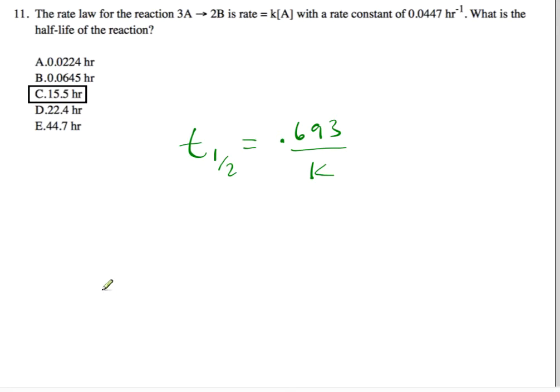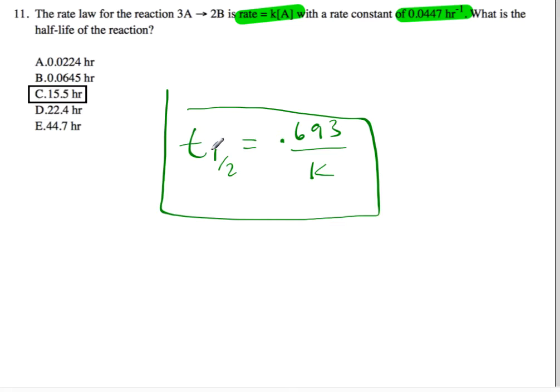Next one. Rate law for the reaction is rate is equal to k, with a rate constant of 0.0447. What is the half-life of the reaction? Just so you know, this equation is provided in your AP booklet. For first order reactions, you can solve for k or you can solve for half-life because it's always equal to this. You'll have it right there on your AP booklet. 0.693 divided by k, or the rate constant, is equal to half-life. So in this case, they're telling me what my rate constant is. So how do I find half-life? I just go 0.693 divided by 0.0447, and bam, I get 15.5 hours.